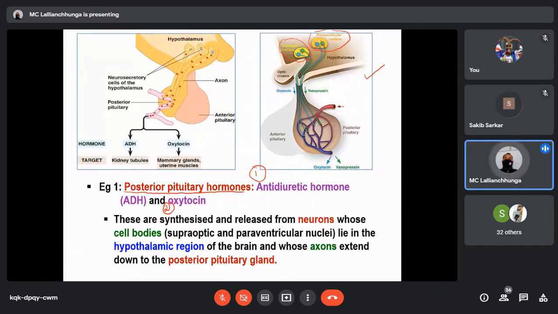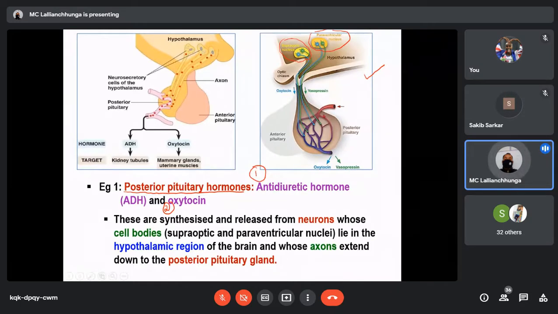Okay, so after being synthesized, they are now released through their axons. Now it is moving towards the posterior pituitary gland. This posterior pituitary gland is mainly composed of the axonal terminus coming from the hypothalamus. ADH and oxytocin are synthesized in the supraoptic nucleus and paraventricular nucleus. After they are synthesized, they move through these axons to the posterior pituitary gland, and here they are stored.